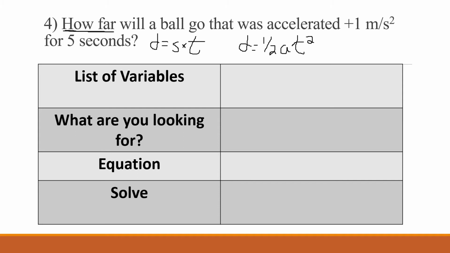Well, I don't know, so I got to make a list of variables. How far will a ball go that was accelerated +1 meter per second squared? Meters per second squared. I feel like that's important. Oh, that's an acceleration. So in my list of variables, that's what I'm going to write. +1 meters per second squared for 5 seconds. Seconds is time.